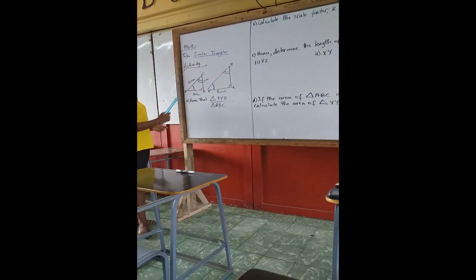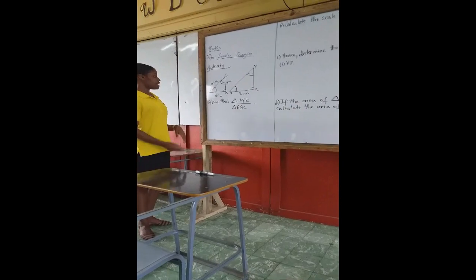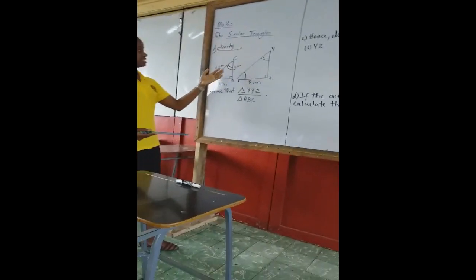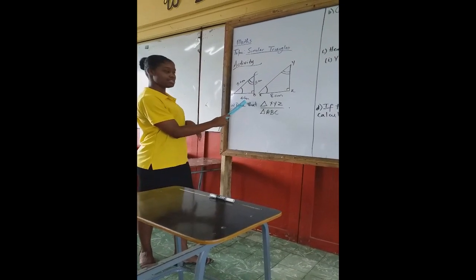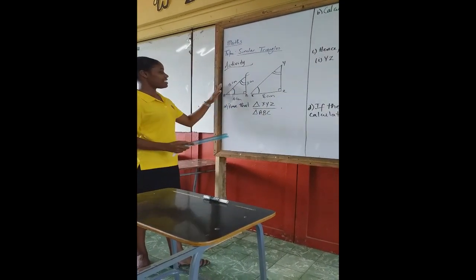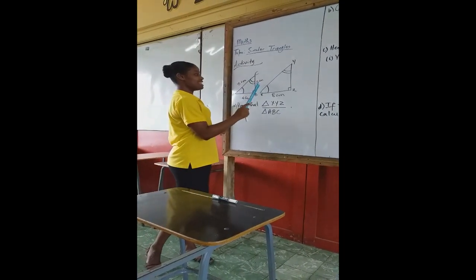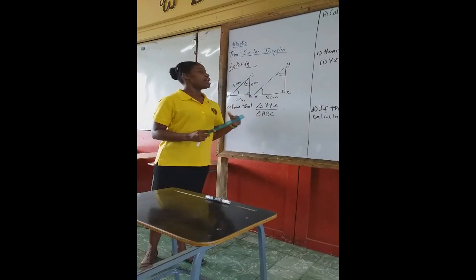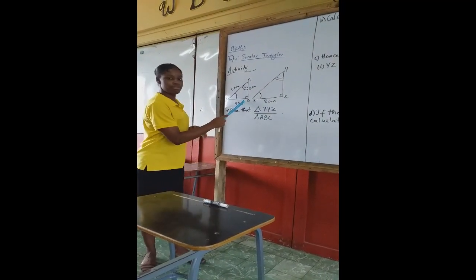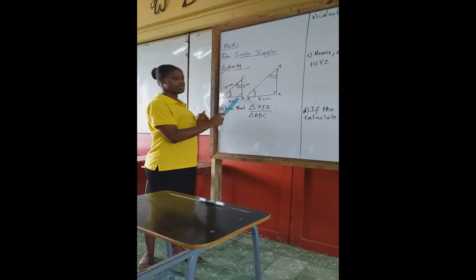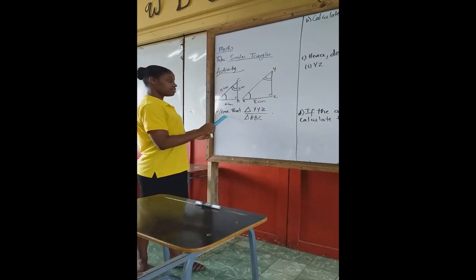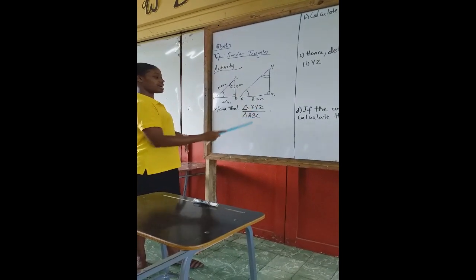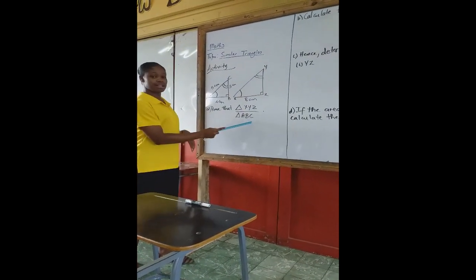Now, we have our first question on the board. Given triangle ABC, we have AB equals 4 centimeters, AC equals 5 centimeters, BC equals 3 centimeters. Now we're given all the lengths of the small triangle, which is triangle ABC. We are now being asked to prove that triangle XYZ is similar to triangle ABC.